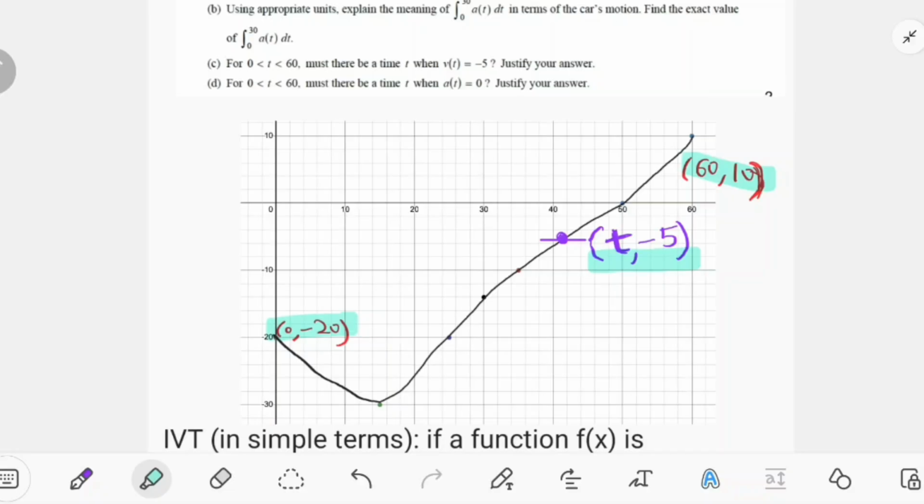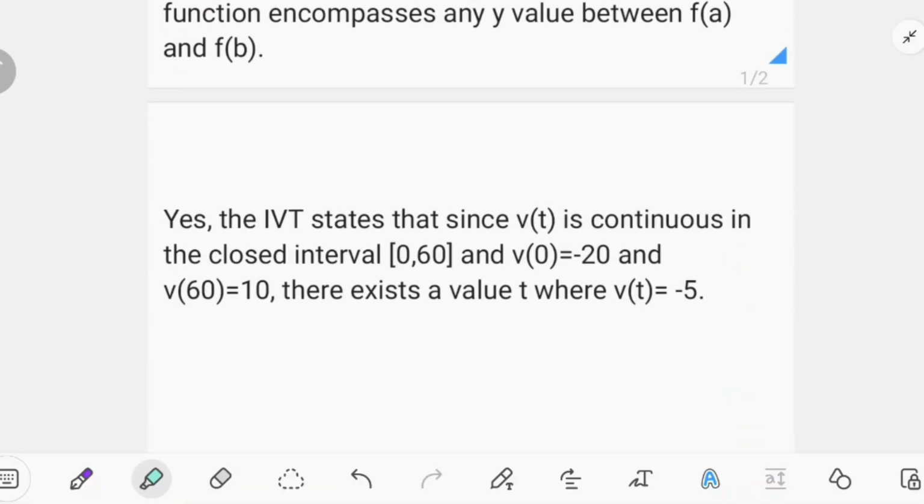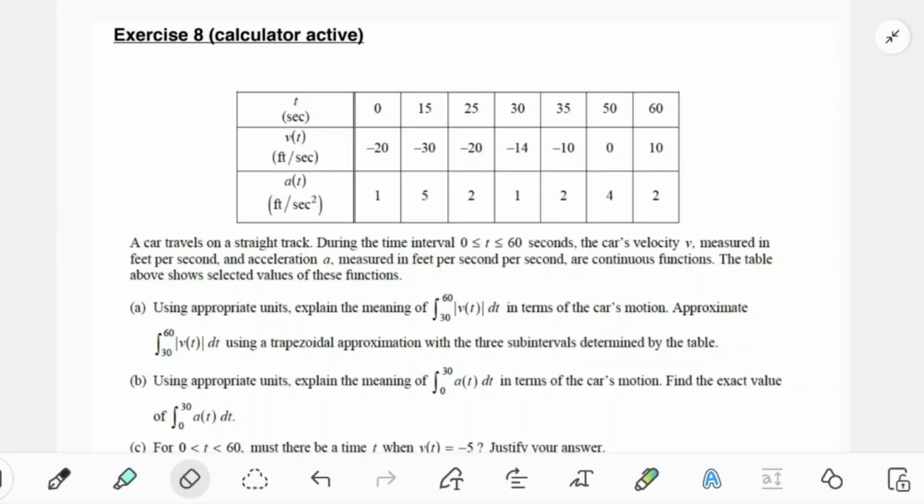If a function is continuous over an interval, that means there are no holes or vertical asymptotes, so any y value in that interval must exist at some point. Therefore, the answer to part C is yes, the IVT states that since v of t is continuous in the closed interval 0 to 60, and v of 0 is negative 20 and v of 60 is 10, there exists a value t where v of t is negative 5. Now we will move on to part D.